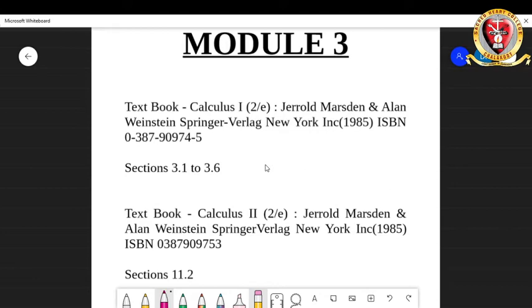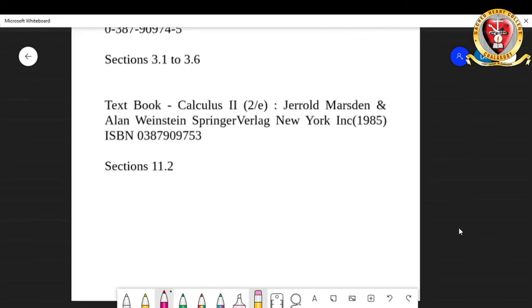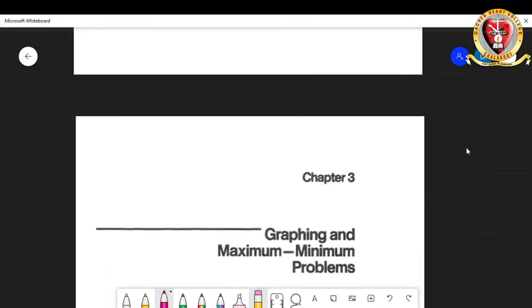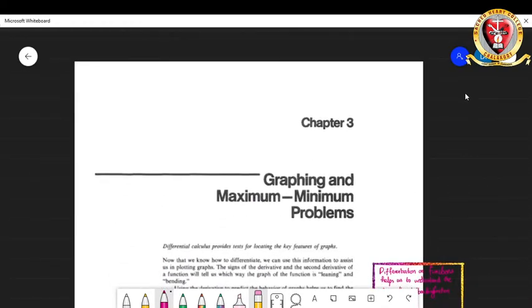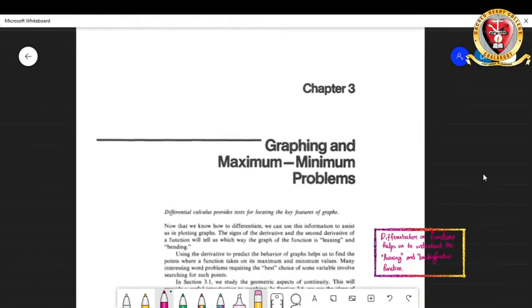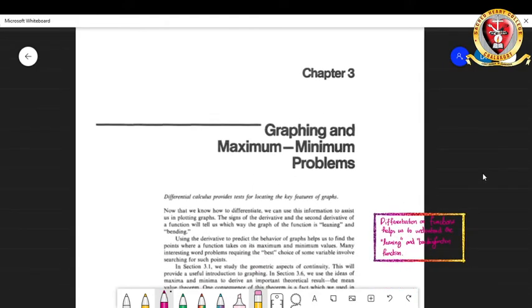This lecture will deal with Module 3 and Section 3.1 of Chapter 3, which is Graphing and Maximum Minimum Problems. So today we are going to discuss some functions which are continuous and not continuous at some points, and also some results related to continuous functions.